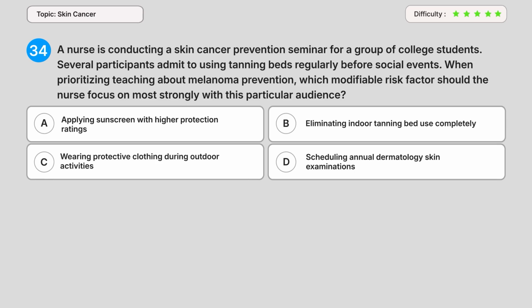B. Eliminating indoor tanning bed use completely. C. Wearing protective clothing during outdoor activities. D. Scheduling annual dermatology skin examinations. Do you know the answer?